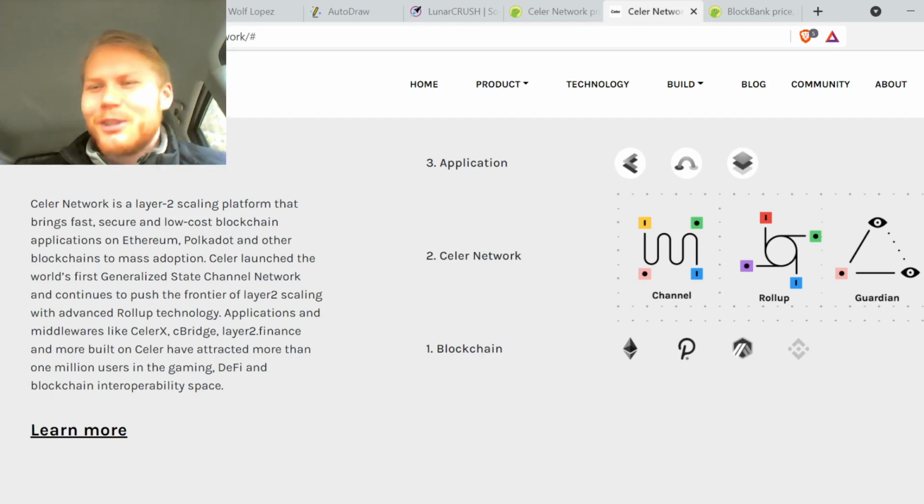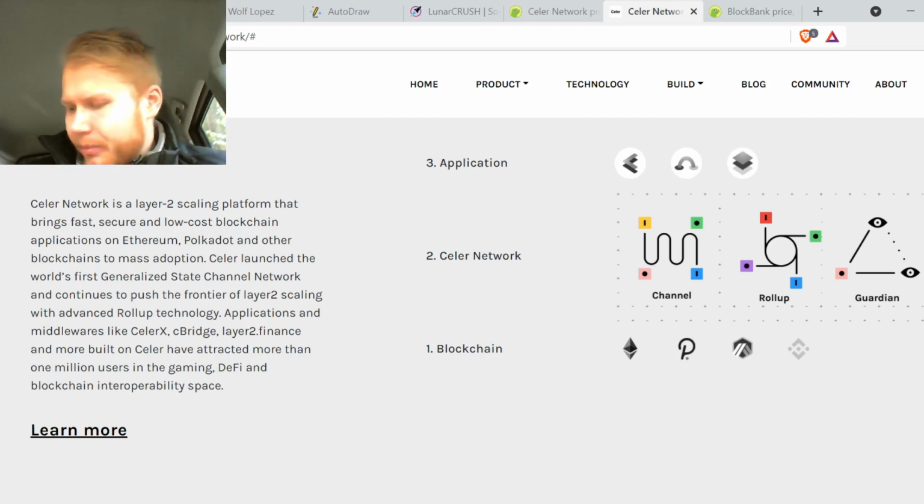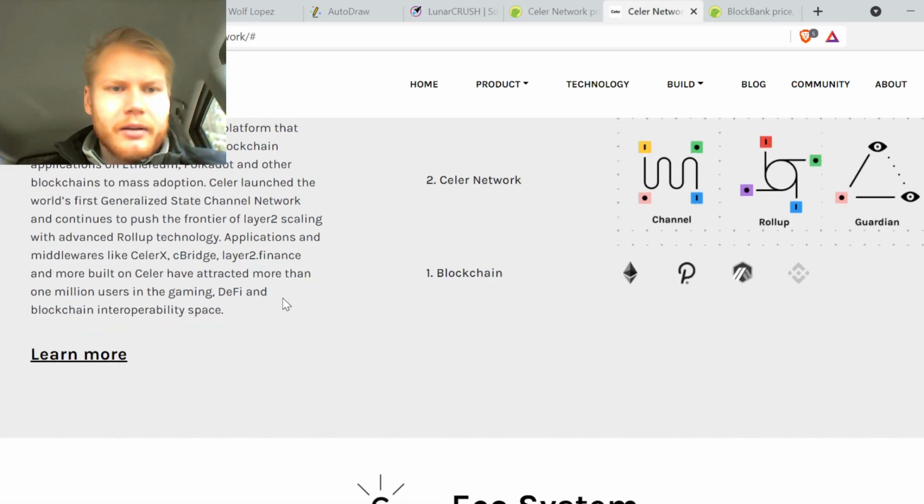And if there are projects built on Solidity, it's crazy. It gets very dangerous for big institutions to start using this type of enterprise stuff. It's unusable. It has to be 100% robust and secure, decentralized and scalable for the masses. Okay, so that's just my opinion. Celer continues to push the frontier of layer two scaling and applications, middleware, cBridge, layer two finance, and yeah.